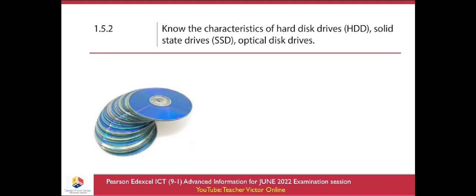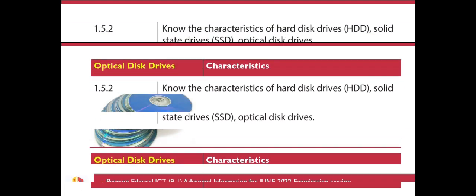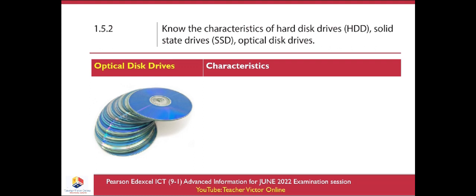Next, we go to the optical disk drives. Optical disks are in three categories. Who can mention them? Thank you. Yes, for optical disc we have CD, DVD, and the Blu-ray disc, which is called BD.